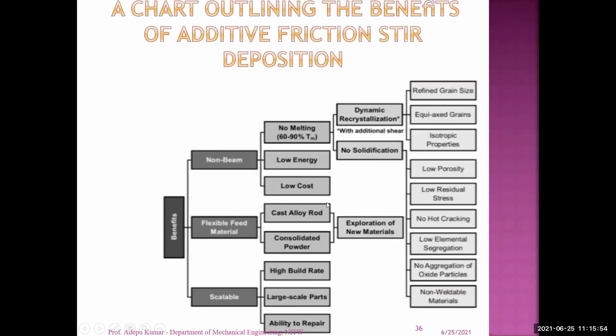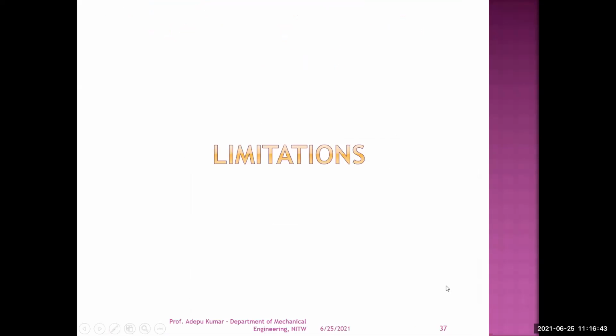This chart gives an idea of the advantages: non-beam based, flexible feed material, scalable, no melting point temperature, low energy, low cost, and cast alloys, consolidated powders, etc. Then dynamic recrystallization: as I said, refinement of grain size takes place, and you can also get equiaxed grains and isotropic properties. With this, you are able to get better yield strength than the original materials. Here, there is no solidification because there is no melting at all, which leads to low porosity, low residual stresses, no hot cracking, low elemental segregation, no aggregation of oxide particles, and non-weldable materials are also possible.